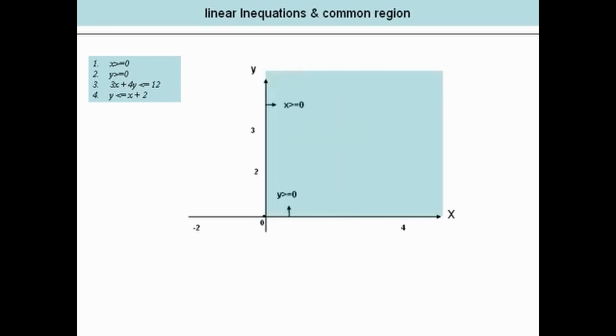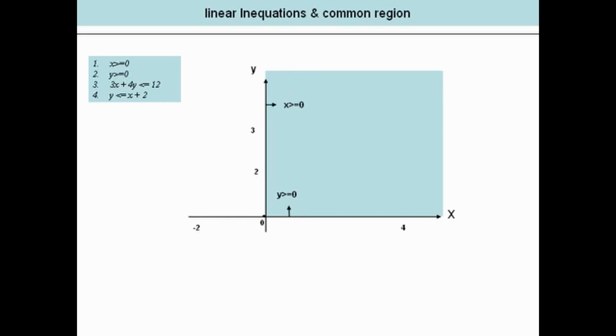This is merely identifying an area in the first quadrant where both x and y are positive. X greater than or equal to 0 is saying x must be positive. Similarly for y. So we are operating in the first quadrant. So whenever you see x greater than or equal to 0 or y greater than or equal to 0, we are merely identifying that our region of interest will lie in the first quadrant.